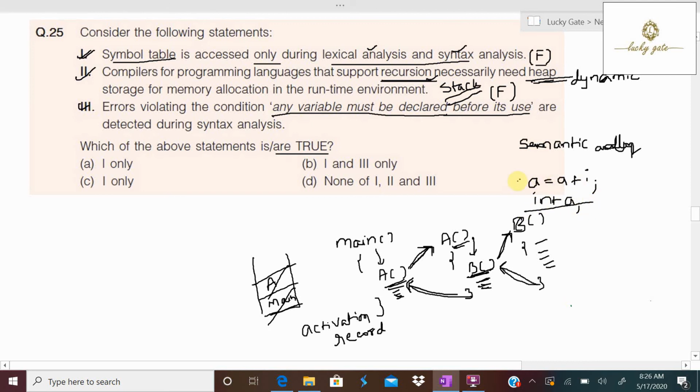In the syntax analysis phase, here we have a = a + i; these are the tokens. These tokens will be grouped according to syntactic structures, and at grouping, the syntax structure doesn't require whether the variable a is declared or not. It doesn't require it. So the check that any variable must be declared before its use is not detected by the syntax analysis phase, so that statement is also false. So here all three statements are false, so the answer will be option D.